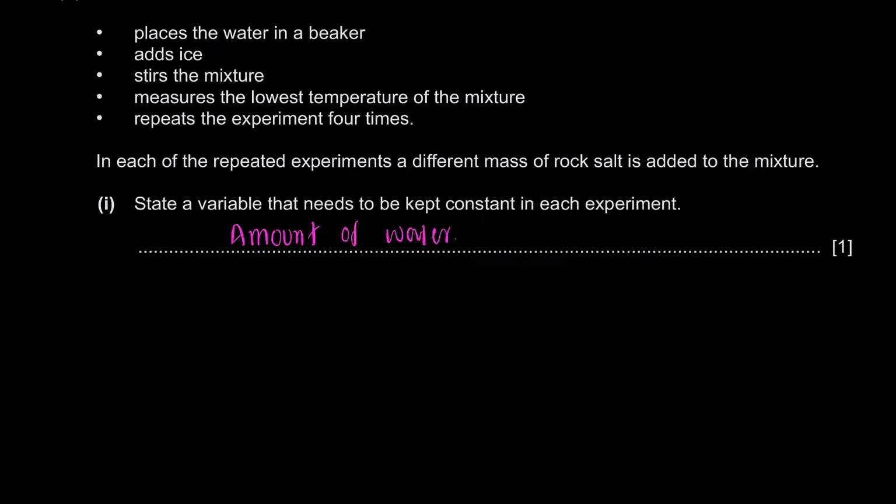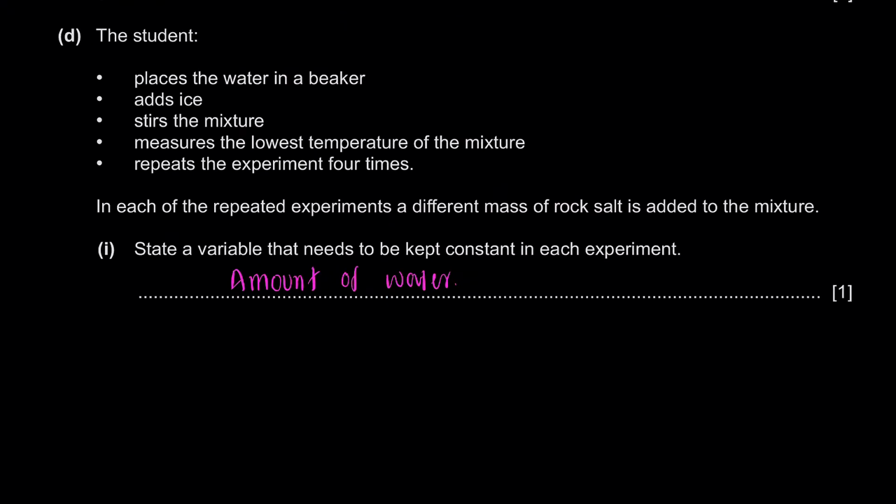Now anything else that comes to mind is also valid. So let's take a look at what else he's doing. Okay. He's adding ice. Now ice will eventually melt, and that's also water, right? So he has to keep the mass of ice constant as well. He should put the same amount of ice in the water. Mass of ice he needs to control.